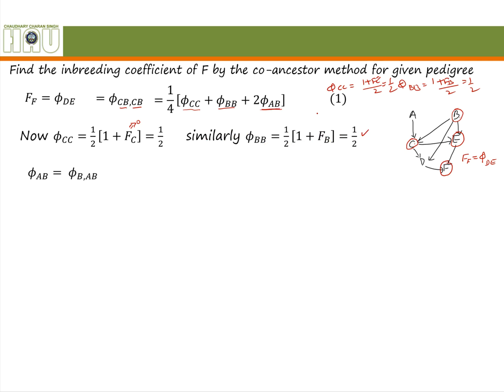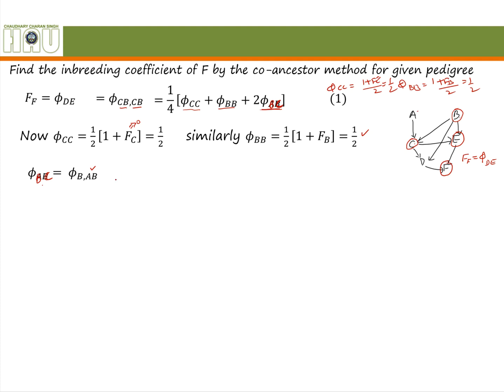It is wrong. This is not AB, this is BC actually. This is phi BC. Now this can be written as B and C, and C has two parents, say A and B. Now it is all right.